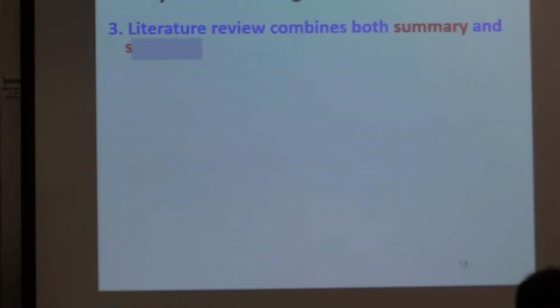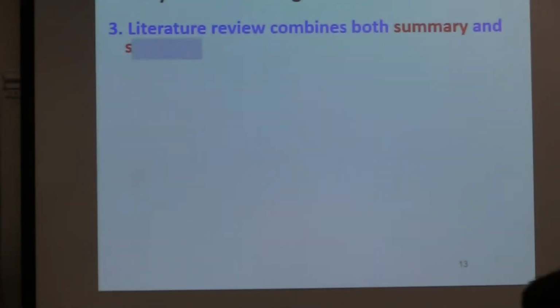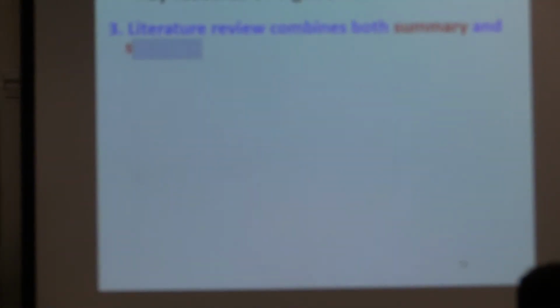The third: a literature review combines both what and what? Summary and what? Summary: you summarize what other people have done, right? But this is not enough. Remember, you have to contribute your own ideas. How do you contribute your own ideas? Summary, and next, you have to try to reshuffle the ideas and reorganize the ideas. How do we call this?